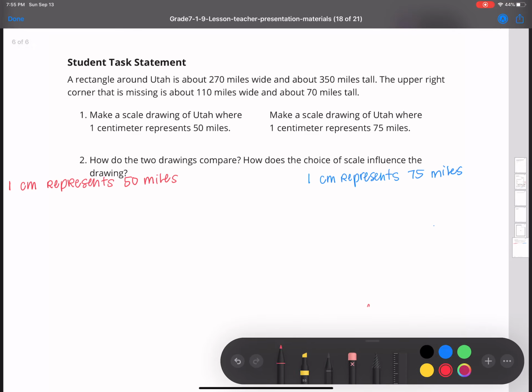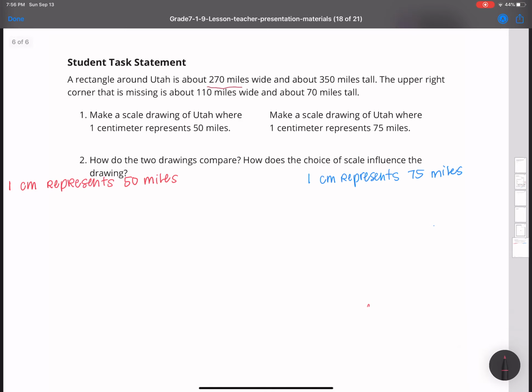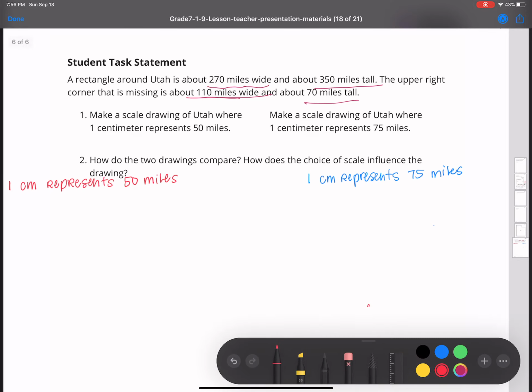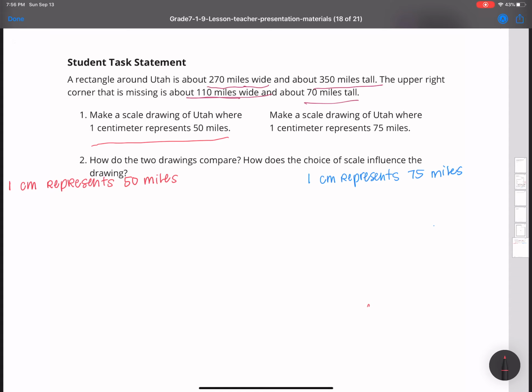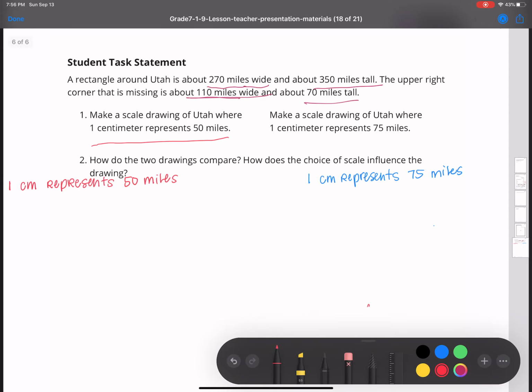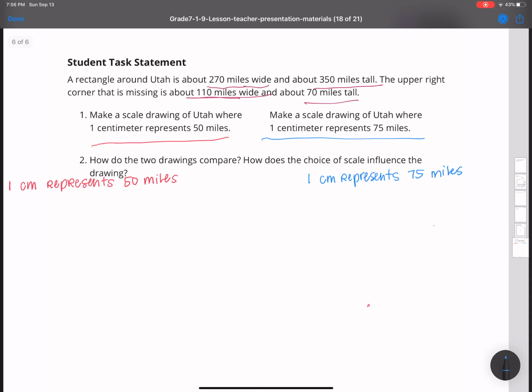So if you guys already noticed, I have my information separated in color because I want my work organized and neat. So I'm going to annotate my problem and then we will get started. I want to go to the problem and find Utah's dimensions and underline them all, because that's imperative. For the first one, where it says 1 centimeter represents 50 miles, that's going to be in red. And the other one, where it says 1 centimeter represents 75 miles, is going to be in blue.